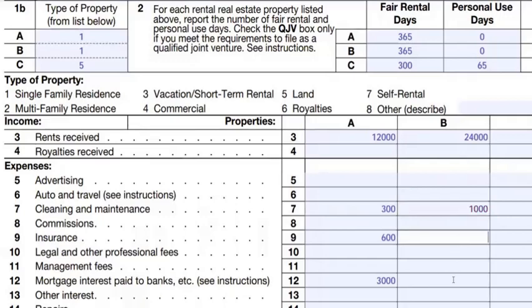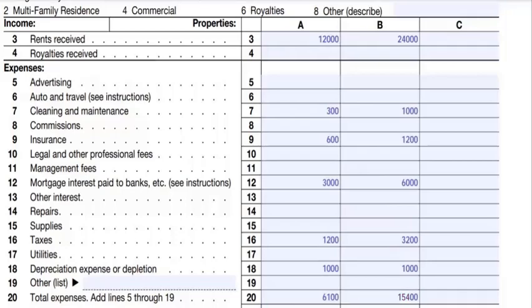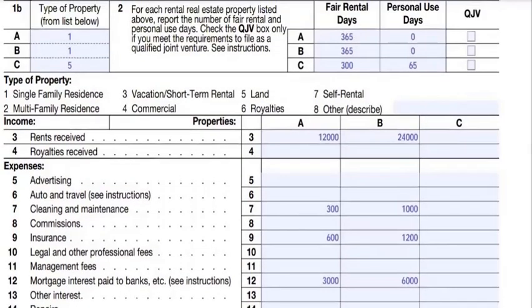Insurance, yes, big property, insurance is going to be higher, maybe 1200. Okay, mortgage, they have paid almost 6000. Interest and taxes, big property, so maybe 3200 is the taxes. And depreciation, again they are claiming 1000 as depreciation. Now what is the total expense? 15400. Nice, great.